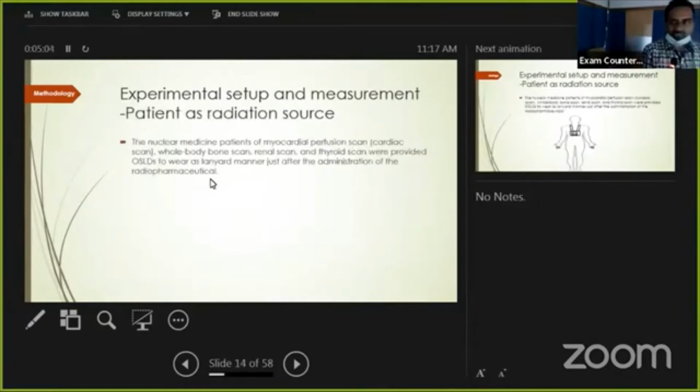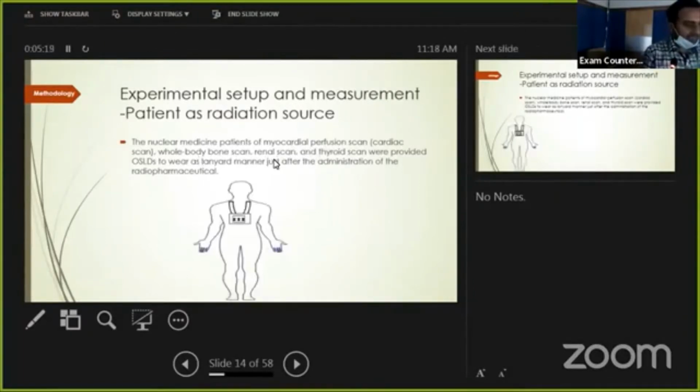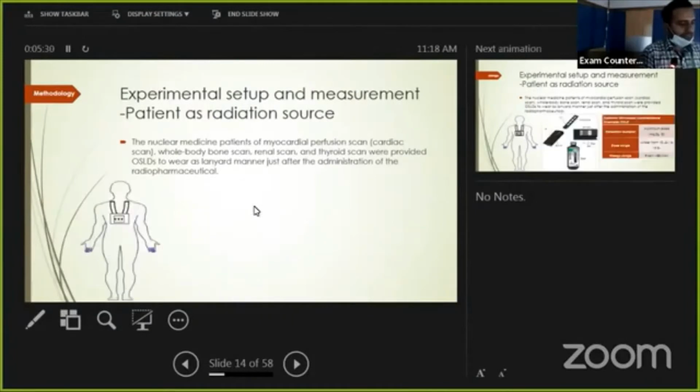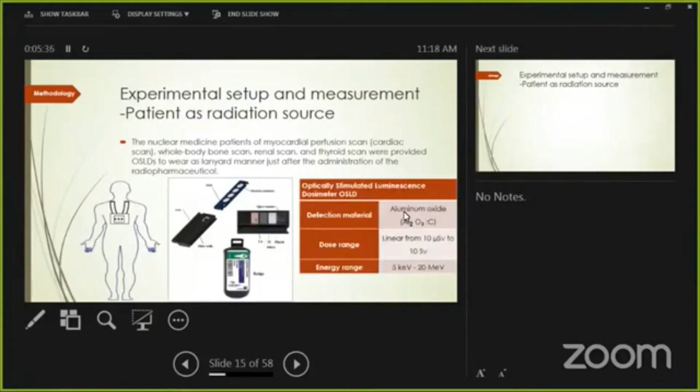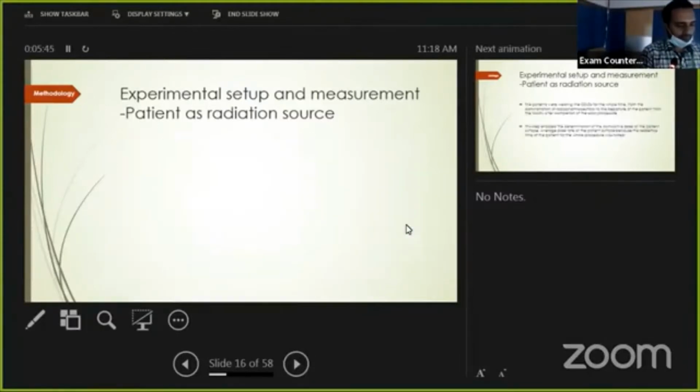Now, regarding the patients, we have taken readings from the patients as well for some diagnostic tests, that is myocardial perfusion imaging, whole body scanning, renal scanning, thyroid, and some other tests as well. For taking the reading at the surface of the patient, we gave the OSLD, the dosimeter, to the patient. The specifications of the OSLD are written here. It's made of aluminum oxide. It is typically employed in almost all medical centers for the dosimetry of the workers.